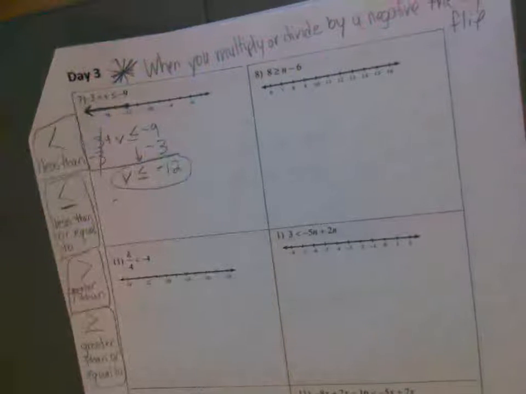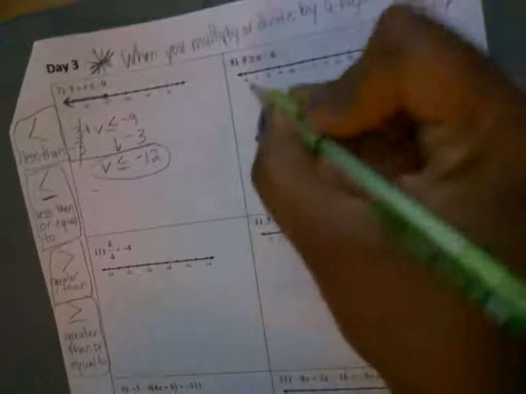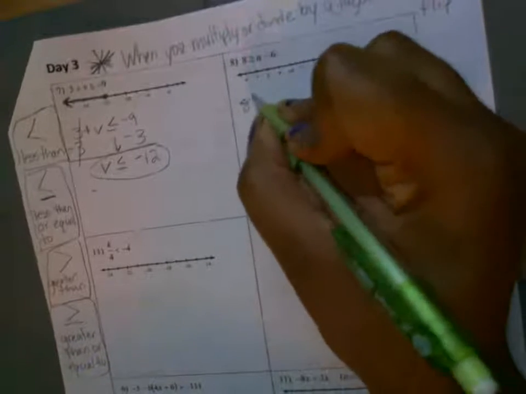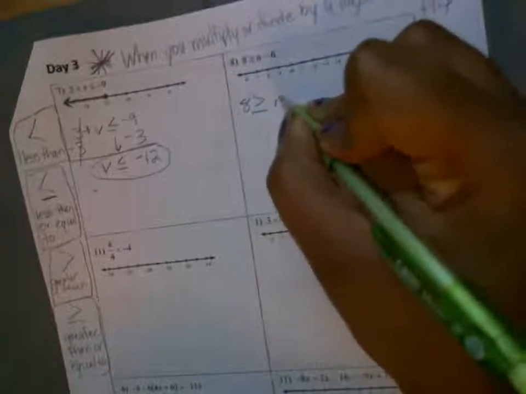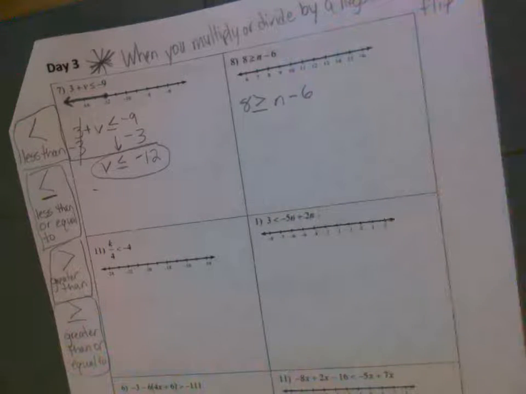Any questions about that? All right, guys, let me know if you have a question, okay? Okay, so we have 8 less than or equal to n minus 6. And please, even though I'm recording this, no one can hear your voice. My voice is the only voice that can be heard. So please make sure that you ask your questions, okay?